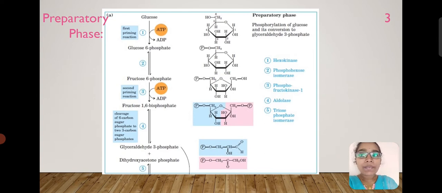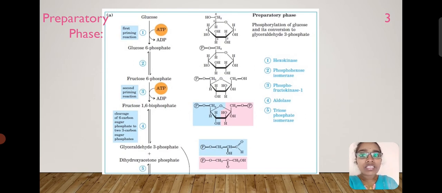And the third step is the phosphorylation, in which fructose 6-phosphate is converted into fructose 1,6-bisphosphate with the help of the enzyme phosphofructokinase. And the fourth step is the cleavage, by which fructose 1,6-bisphosphate is cleaved into glyceraldehyde 3-phosphate and dihydroxyacetone phosphate with the help of the enzyme aldolase.